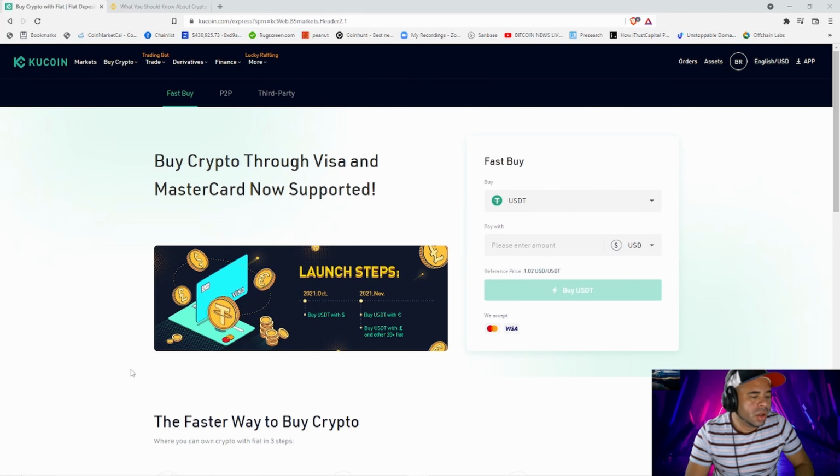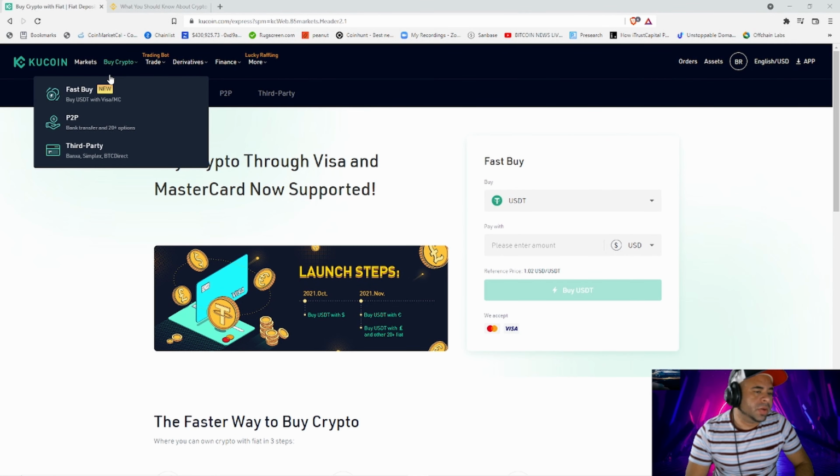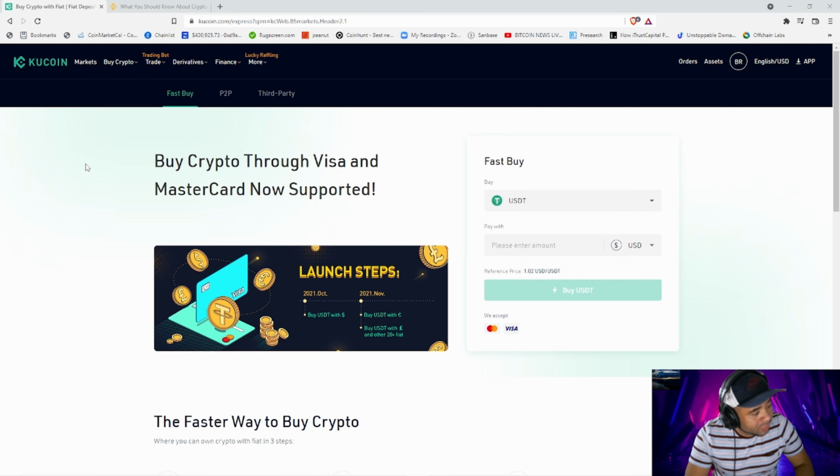All right, for the next part, we're going to be looking at fast buy, P2P, bank transfers, and 20 plus options, and third-party ways to buy. Keep in mind that KuCoin does not require KYC, but it will require KYC for certain purchases over a certain amount, as well as for offloading certain amounts, right? So you can get off with your money.